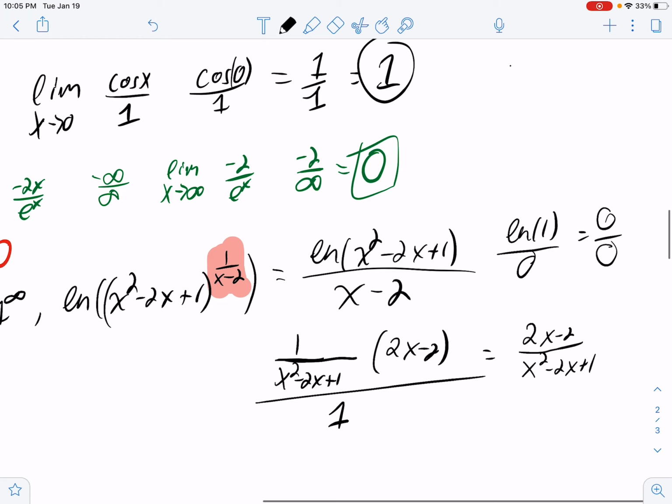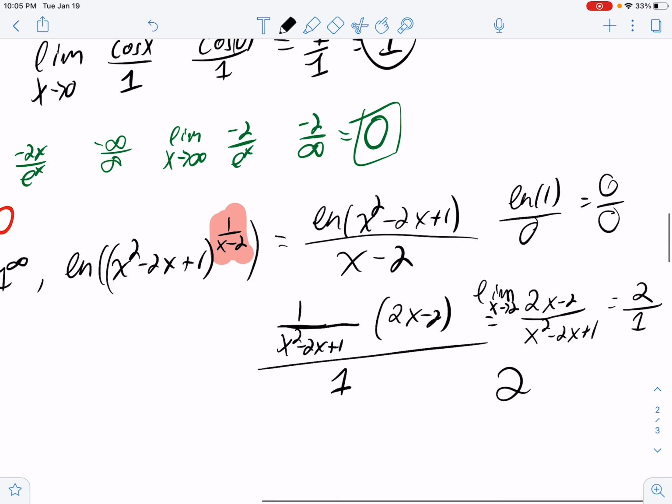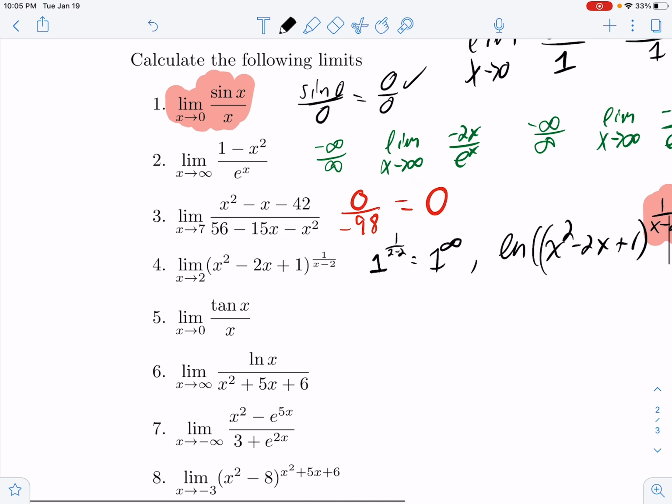If I take the limit as x goes to 2, on top I get 2, and on bottom I get 1. So the answer here is 2. My limit's not 2. My answer to this problem with the logarithm in it is 2. So now to undo the logarithm, I have to e it. So my final answer for this guy is e to the 2, or e squared. All right, now try the other ones.